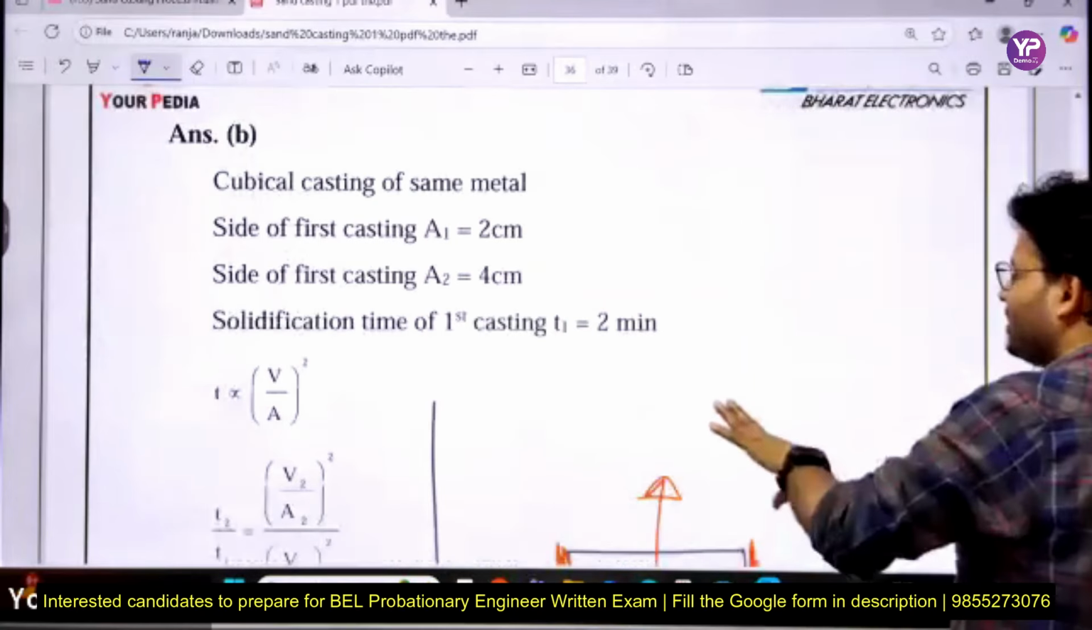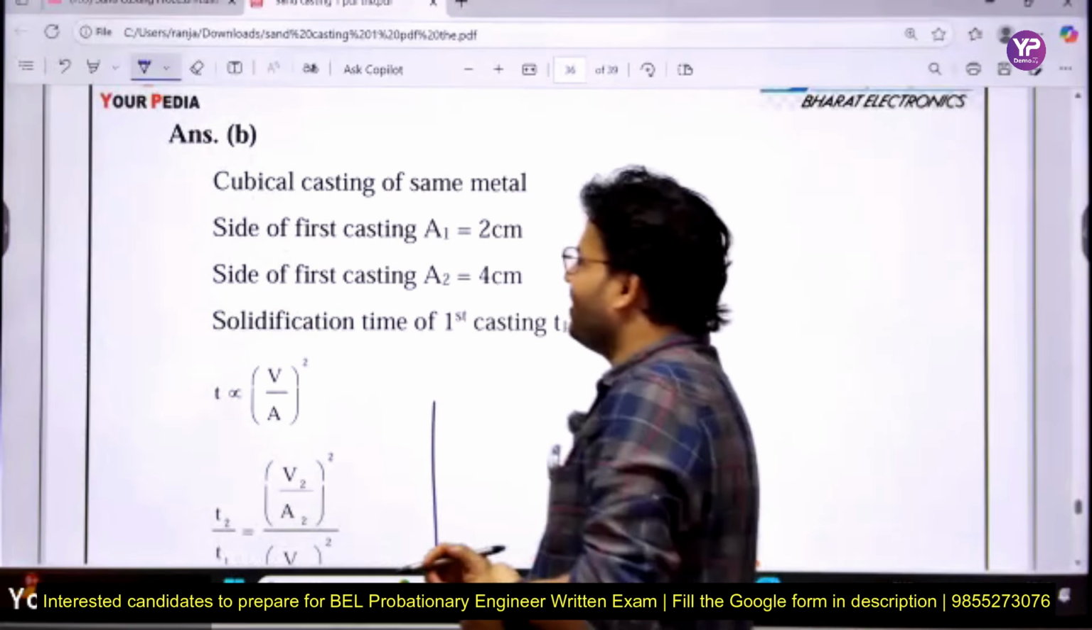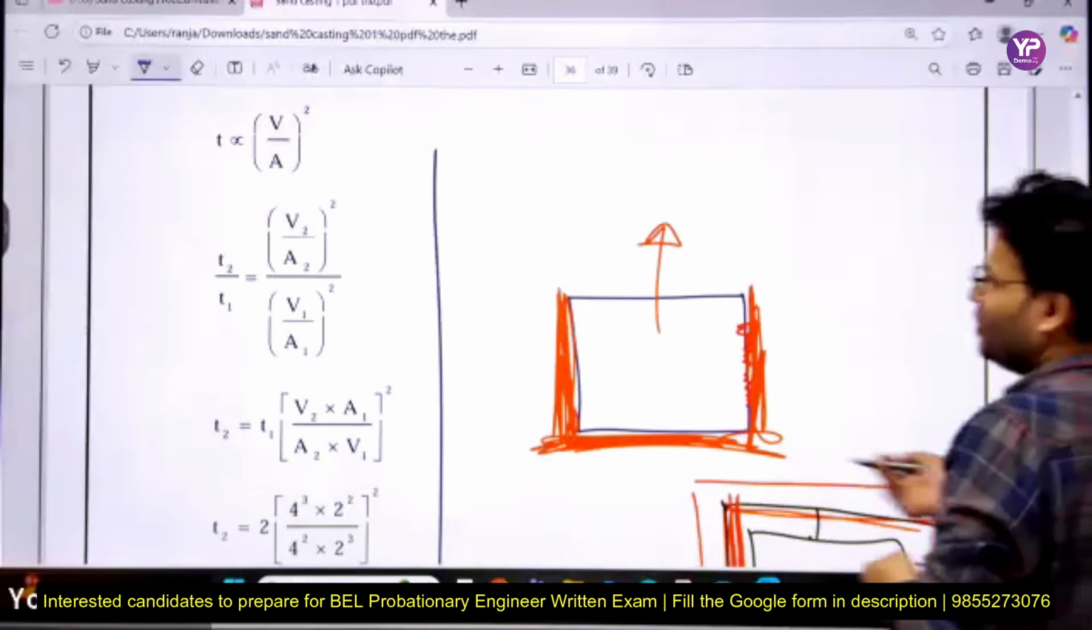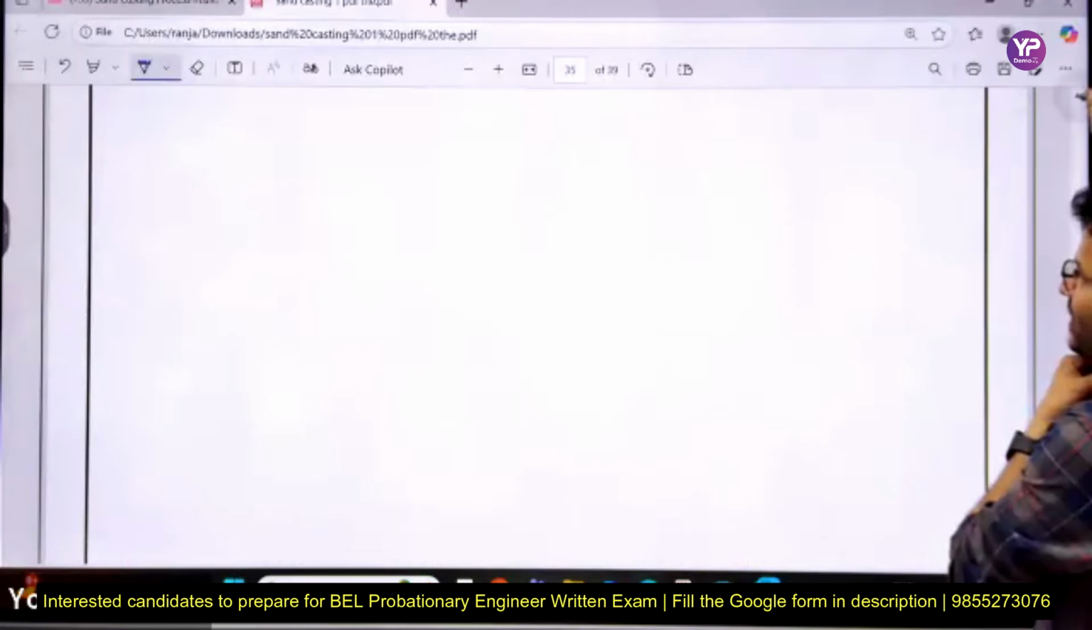Yes, and the good thing is that all of you have given the right answer. Everyone has given the right answer for solidification time. So by that way, we will get the answer. No problem.